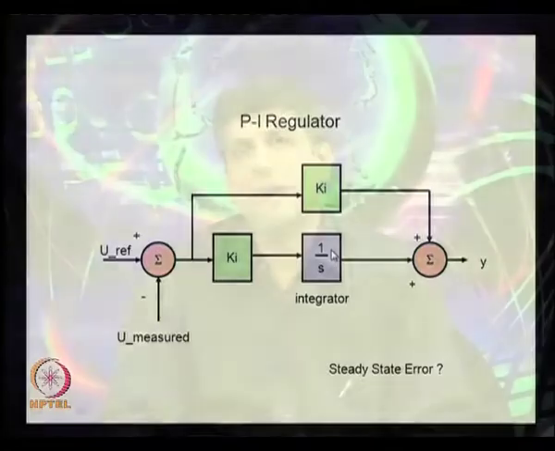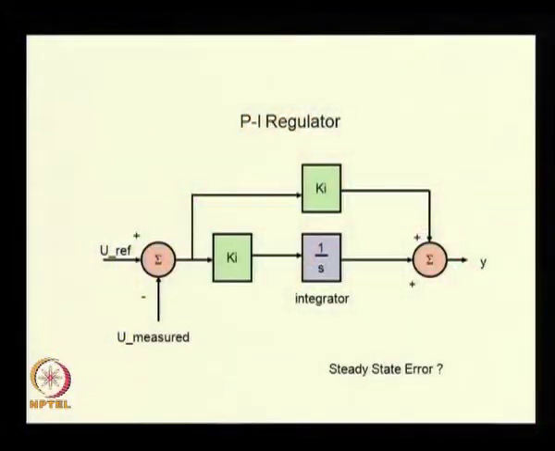Now, what does that mean? If you are in steady state, it means that all the variables reach a steady value. Now, if an integrator has got an input which is non-zero, there is no way you will be in steady state, because the integrator keeps on integrating whatever is there in the input. So, if you are using a PI regulator, the input to the integrator has to become 0. The input to the integrator is nothing but Ki into the error, that is U ref minus U measured. So, it follows that in case you are in steady state and you are using a PI regulator, then the steady state error is 0.